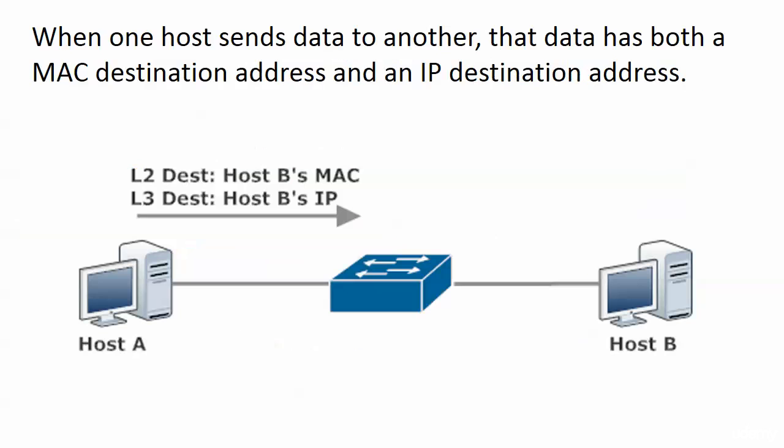A quick reminder here, since we've been spending so much time with MAC addresses up to this point, and for good reason: when one host sends data to another, that data has two destination addresses. It has a MAC destination address and an IP destination address. Or if you want to put it that way, a layer 2 destination and a layer 3 destination. Up to this point, of course, we've been working with layer 2 destination addresses as opposed to layer 3. We're now going to move up a layer in the OSI model to the addresses that, frankly, we use much more often in our commands than layer 2 addresses.